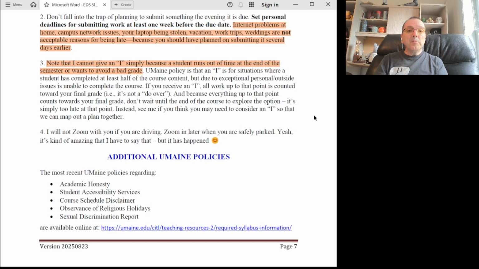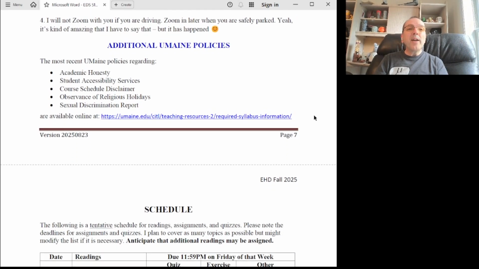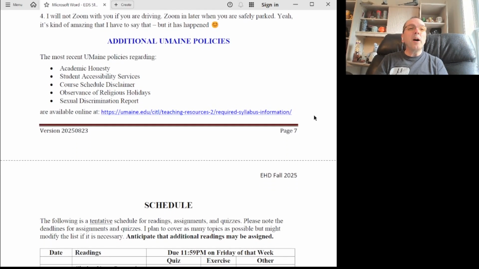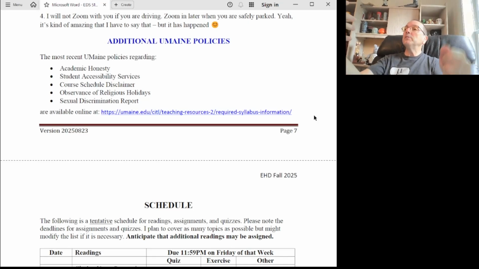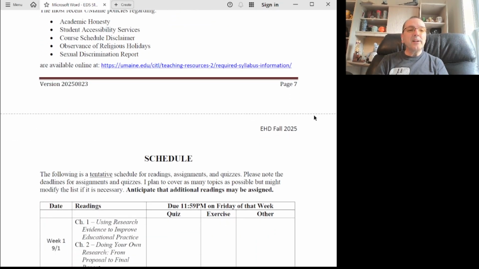Okay. Oh, finally, oh yeah. I won't Zoom with you when you're driving. I had a student one time trying to do office hours holding their cell phone and driving the wheel, and no, I won't do that. Other UMaine policies are linked here.